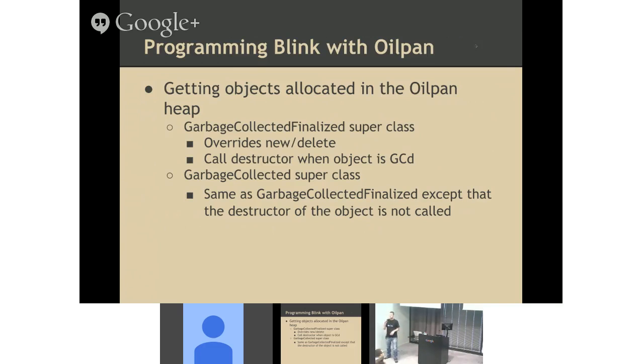Garbage collected finalized calls the destructor of your object when the garbage collector realizes that this object is no longer reachable. That means that when the garbage collector finds it during sweeping and notices that the mark bit is not set, that's where it calls your destructor. Okay? Garbage collected, without finalized, does not do that. It does not call your destructor.